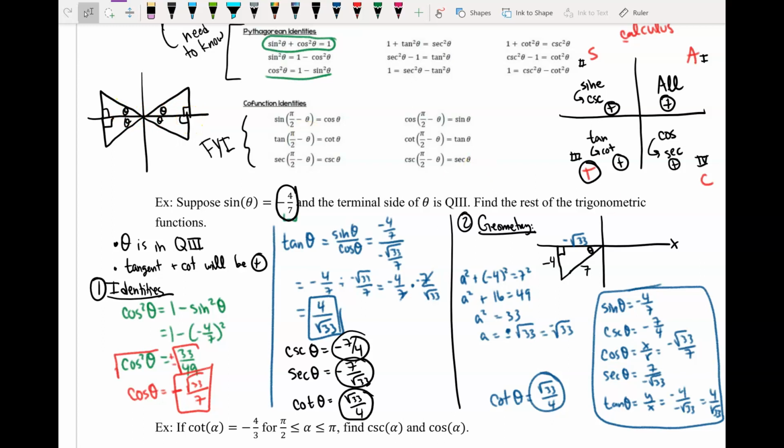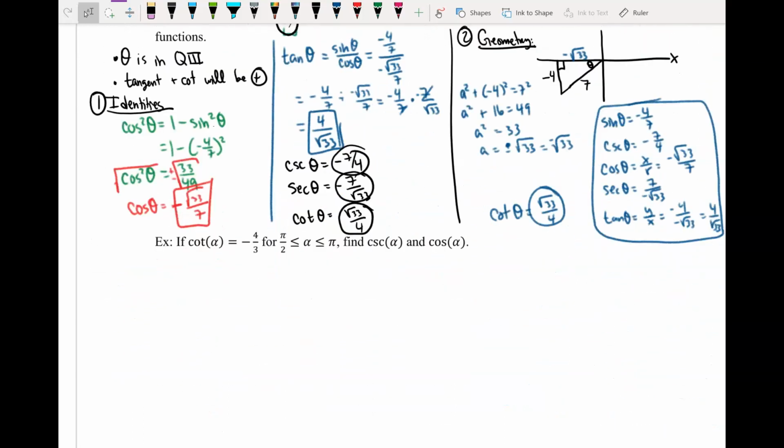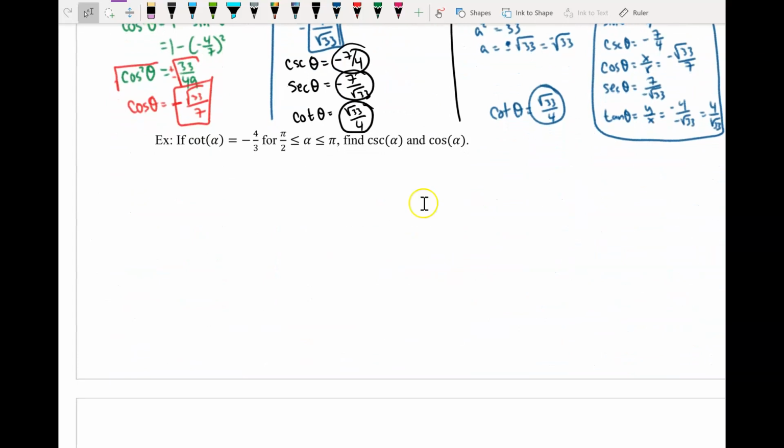Alright, so let's go ahead and do this example. Alright, so now we want, if cotangent alpha equals negative 4 over 3, where alpha is between pi over 2 and pi, find cosecant of alpha and cosine of alpha. Alright, so this time let me go ahead and just use geometry. I'm only going to use one method, but you can do it using algebra as well. I'm going to use geometry using those reference angles, that's what we call them.